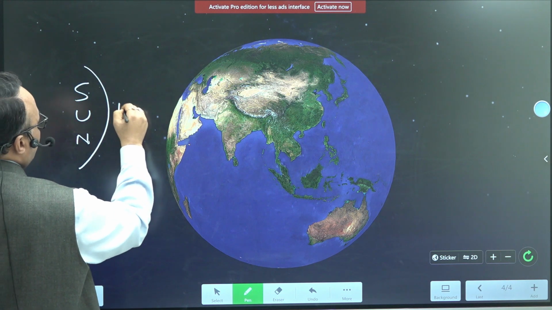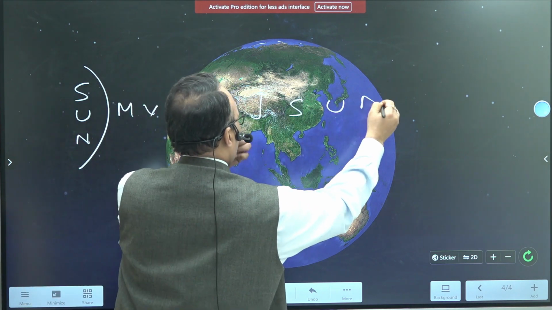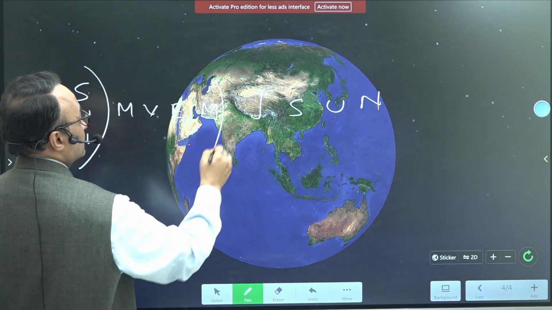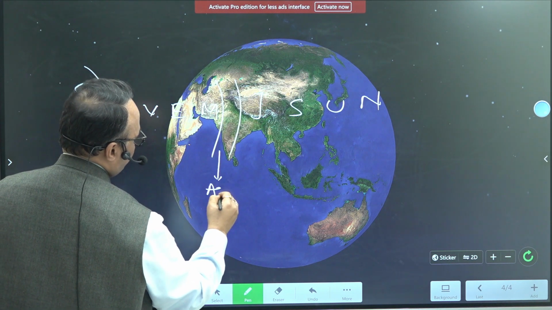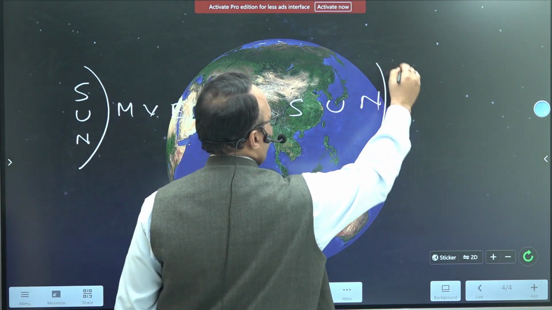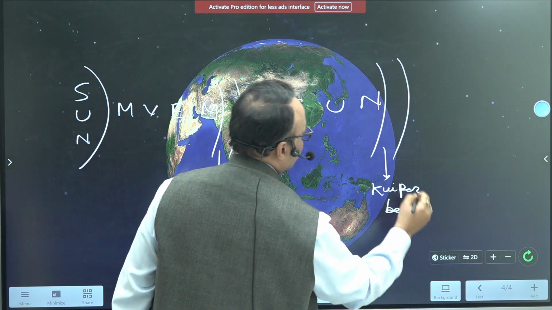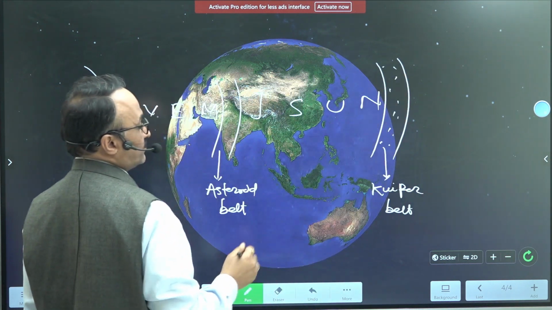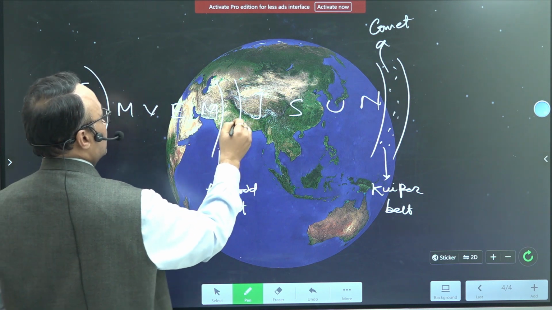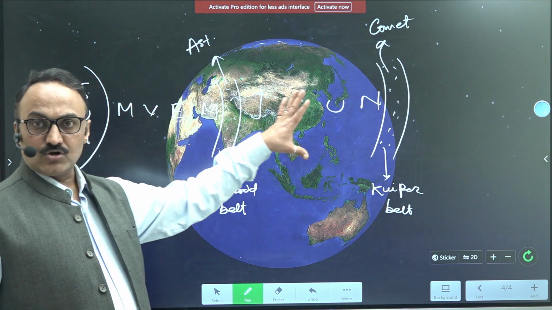So this is the structure of our solar family. The Sun is there, then these are the planets: Mercury, Venus, Earth, Mars, Jupiter, Saturn, Uranus, and Neptune. This is the asteroid belt. And this one is the Kuiper belt. Those objects revolving around the sun in this belt are called comets, and those in this belt revolving are asteroids. So this is the entire family of the sun.